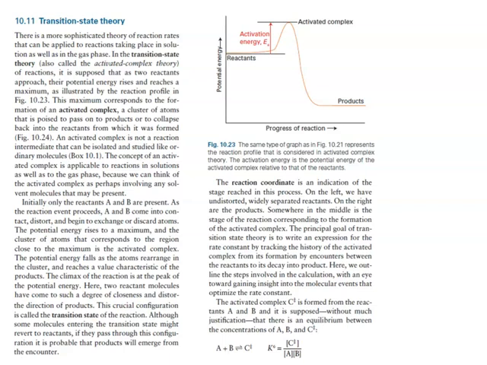Here, two reactant molecules have come to such a degree of closeness and distortion that it affects the maximum energy allowed for the system. This crucial configuration that we're describing is classically called the transition state of the reaction. Although some molecules entering the transition state might revert to reactants, if they pass through the configuration, it's probable that products will emerge from the encounter.